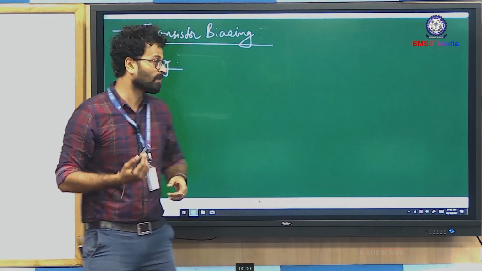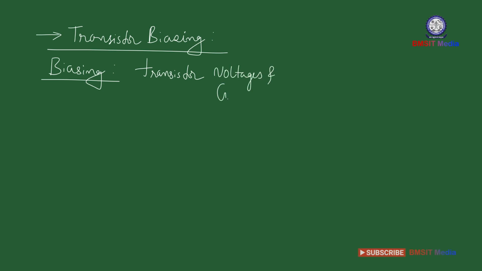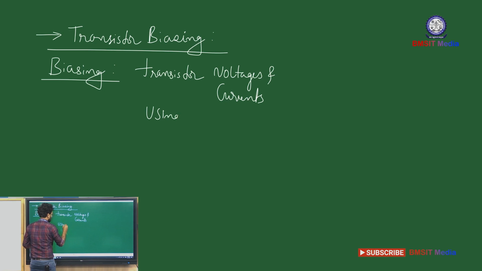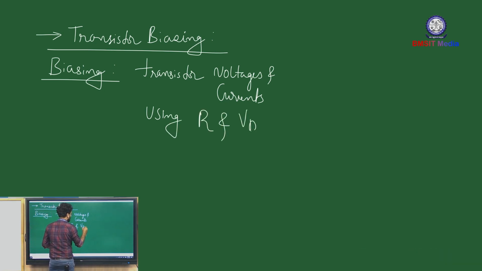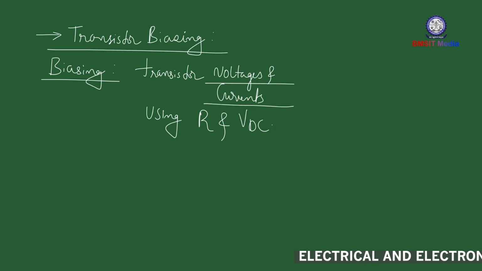and resistor. So using biasing, you will be able to establish required transistor operating conditions. Operating conditions as in voltage and current, using some resistors and power supply. Using biasing, basically we establish the required voltages and currents. Okay, what can we achieve using biasing?